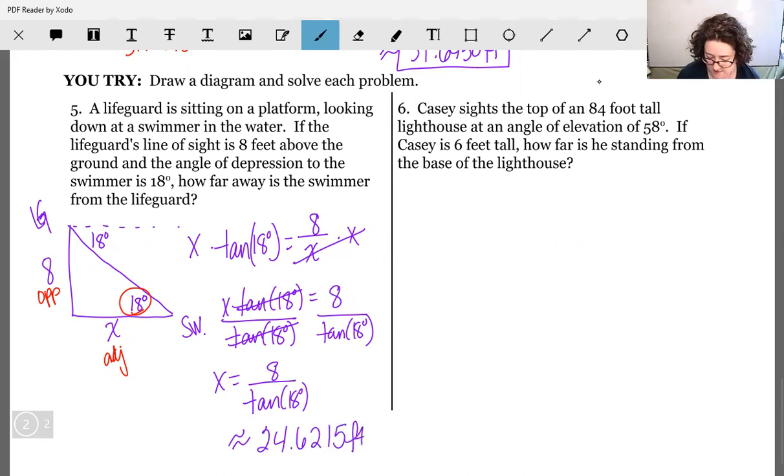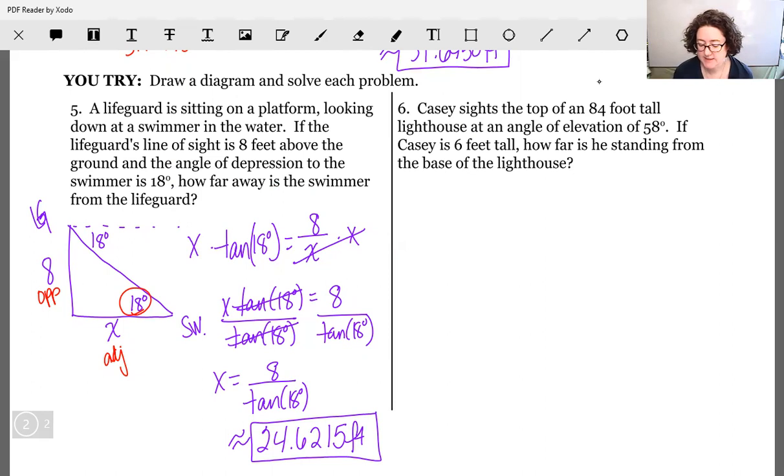24.6215 feet. So the swimmer is almost 25 feet away from the lifeguard. And that's why lifeguards sit in those taller chairs. It gives them a better viewpoint, lets them see more of what's going on for safety reasons.